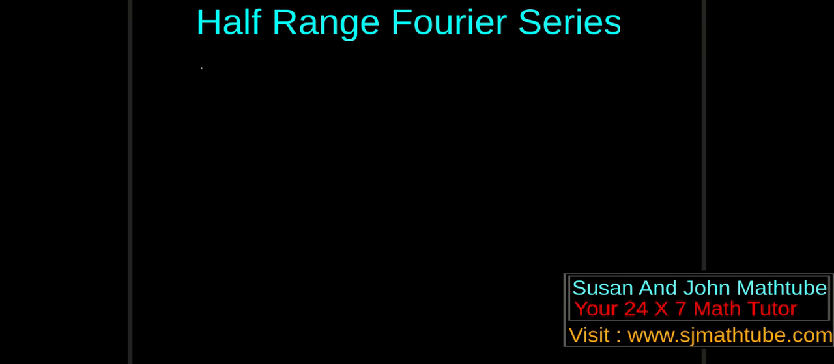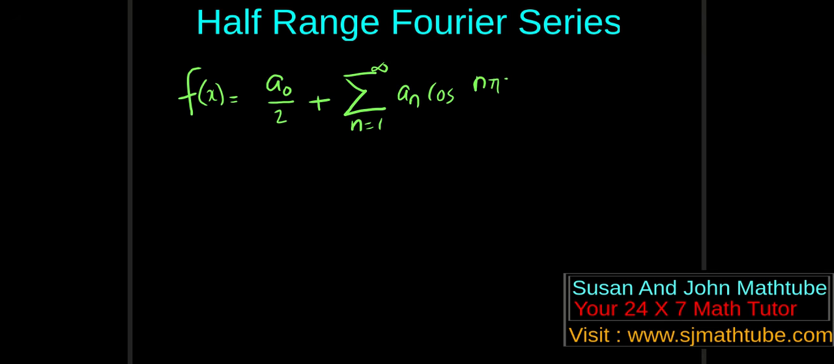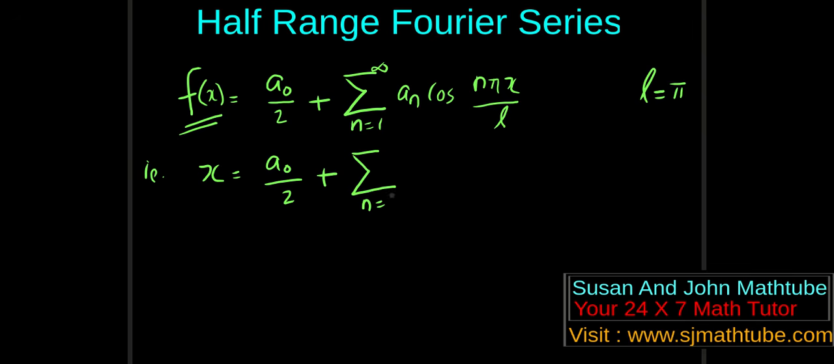All you have to write is, let the given function be expanded in the form a0 by 2 plus sigma n equal to 1 to infinity an cos n pi x by L. But we already found that L is equal to pi. So this pi and pi will get cancelled. That is, our function means it is x is equal to a0 by 2 plus sigma n equal to 1 to infinity an cos nx. And you can call it equation number 1.